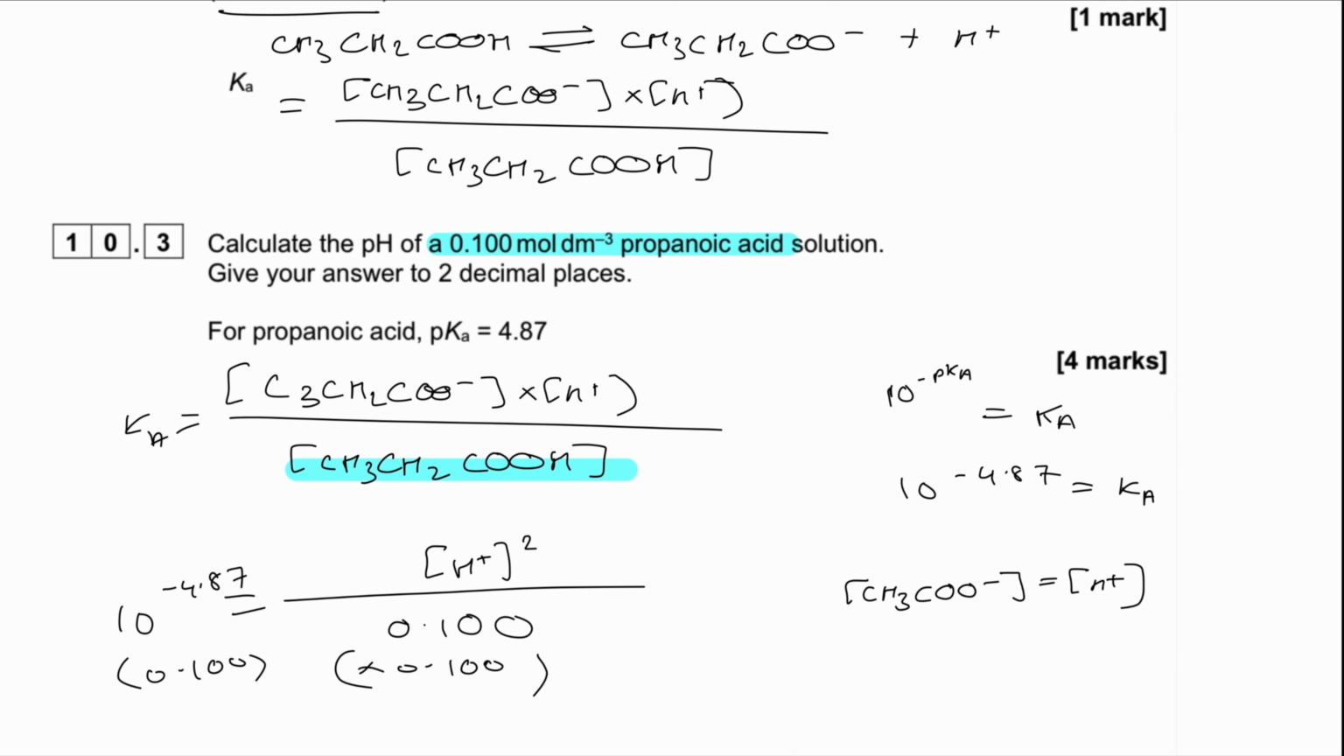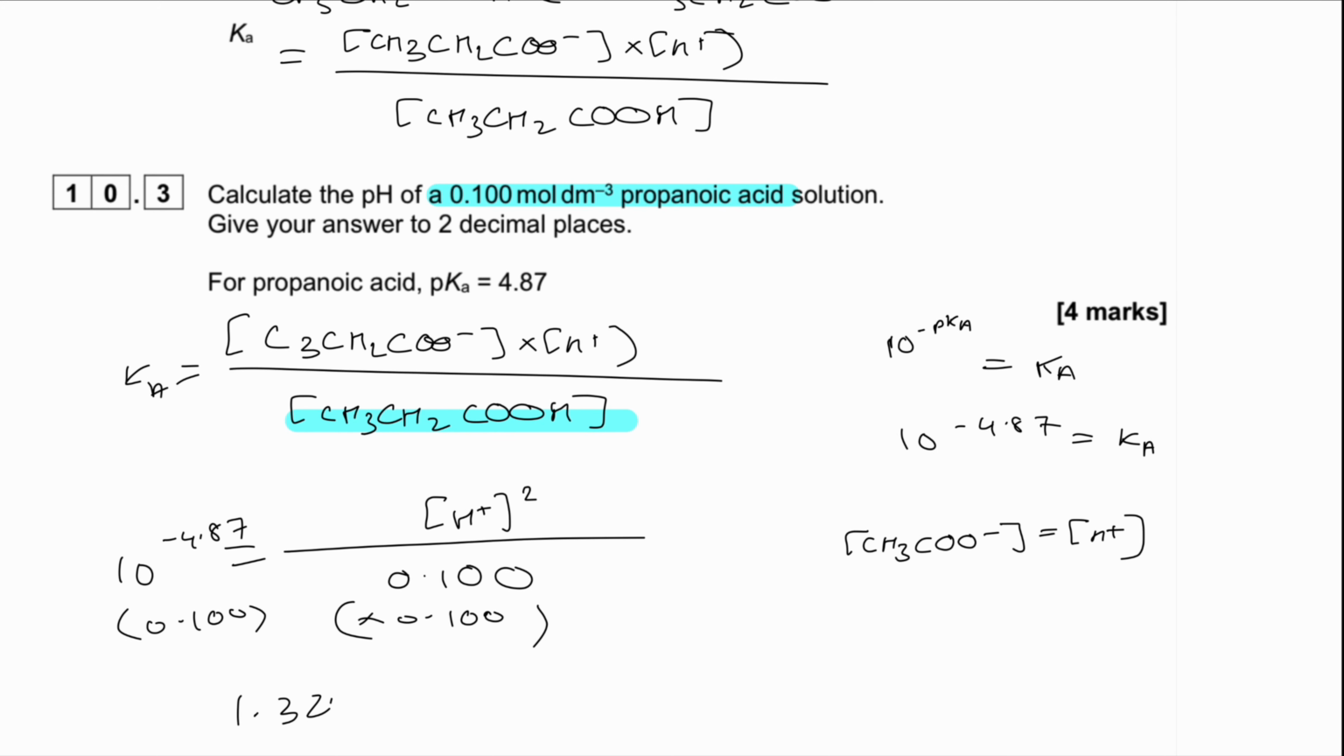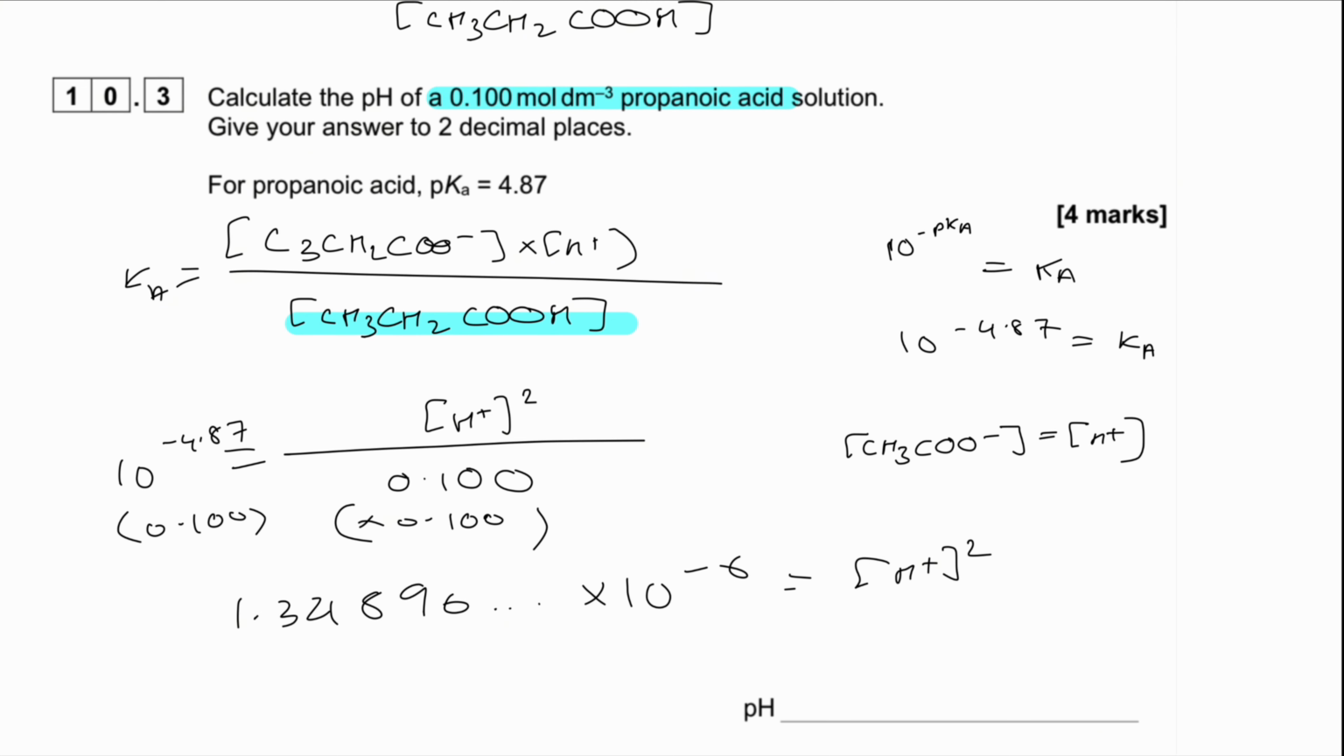That will give me 10 to the minus 4.87 on my calculator, times by 0.1, and I'm getting 1.34896 ... times 10 to the minus 6, the hydrogen ion concentration squared. Now do the inverse of hydrogen ion squared, which is square root, so square root both sides, and I get 1.16 times 10 to the minus 3, and that's my hydrogen ion concentration.